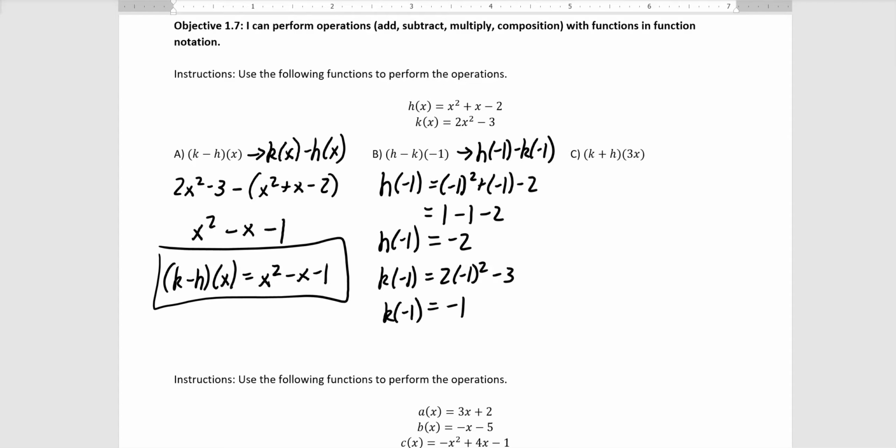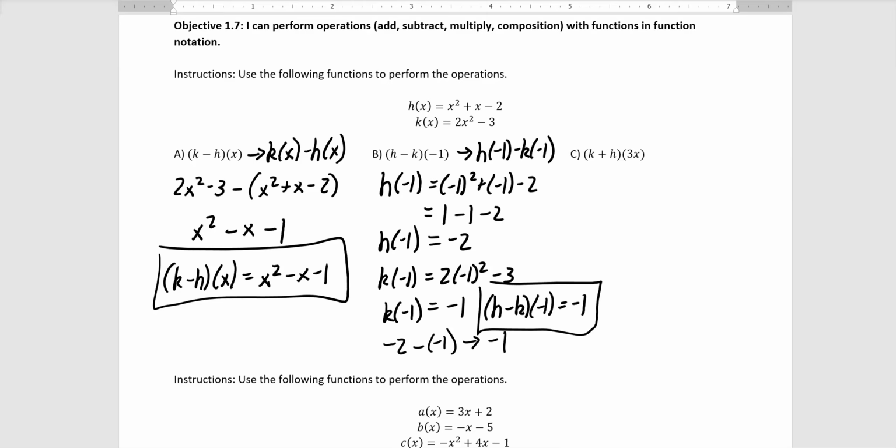So h of negative 1 is negative 2. And I will be subtracting k of negative 1, which is negative 1. So negative 2 minus negative 1, that becomes negative 2 plus 1, which is just negative 1. So we can say that h minus k of negative 1 equals negative 1. And there we go. Last one, k plus h of 3x.